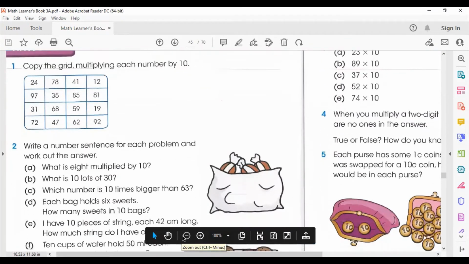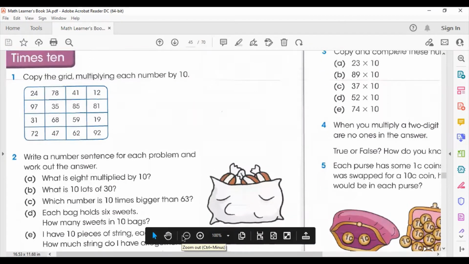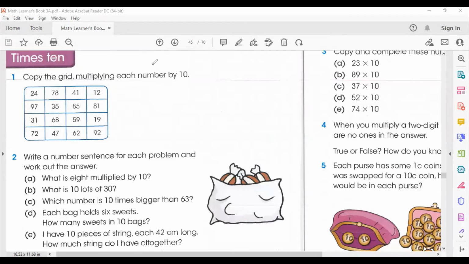Times 10. Copy the grid, multiplying each number by 10. Very easy. Any number multiplied by 10, it's the easiest question. Okay, what do we need to do if we multiply any number by 10? Just add 0. For example, if I have the number 15 multiplied by 10, multiply by 10 equals what? Just write 15 as it is and put the 0 with it. If you are multiplying by 100, add two 0s, for any number.